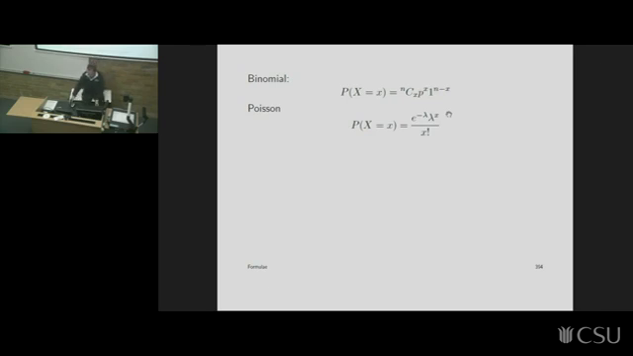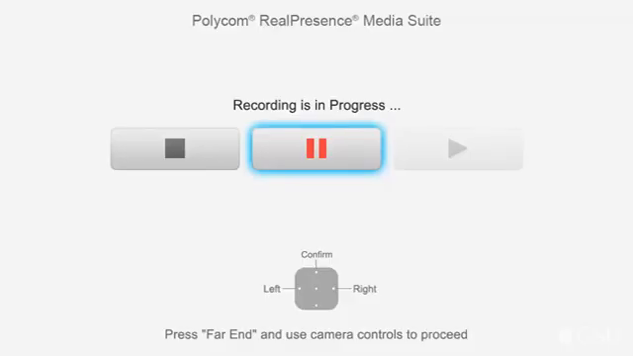Computer editor. You are currently the only participant in the conference.